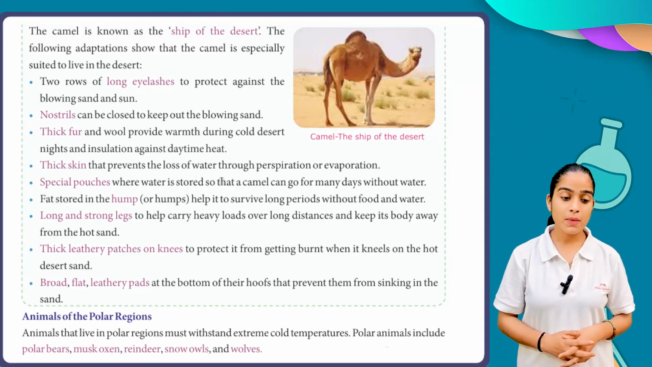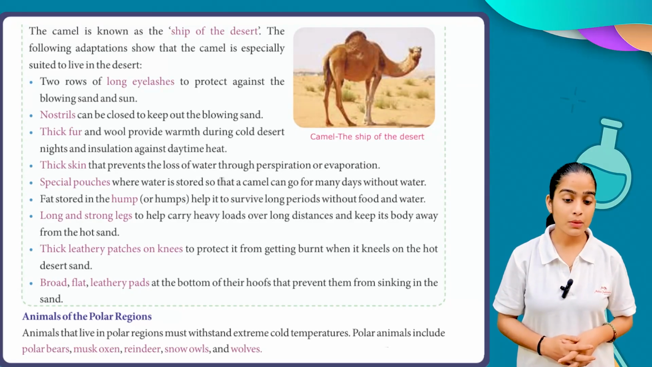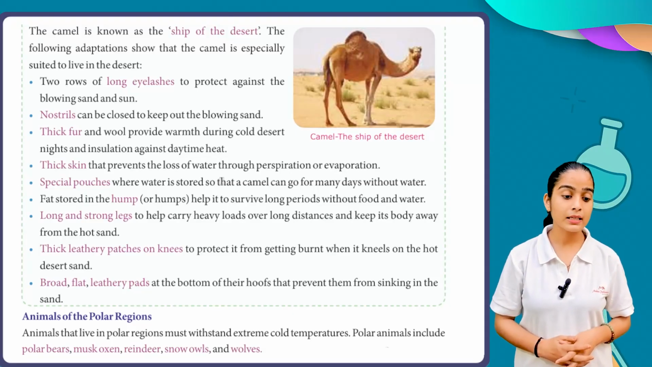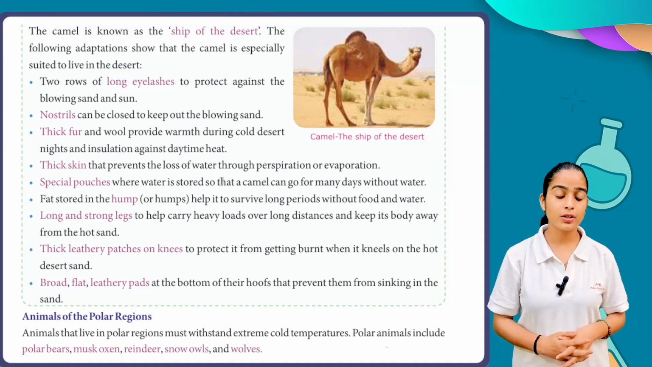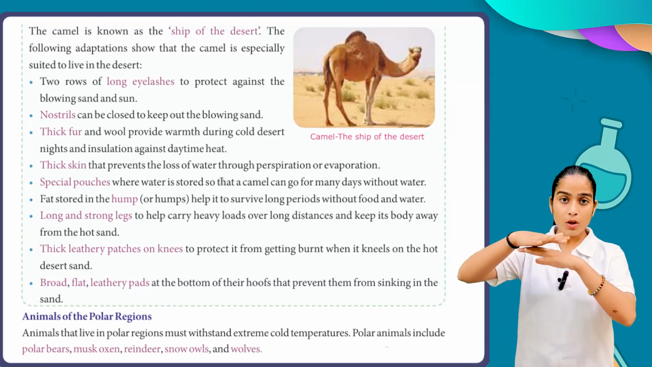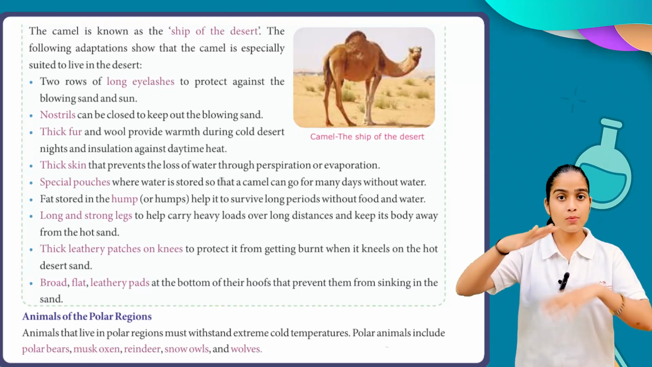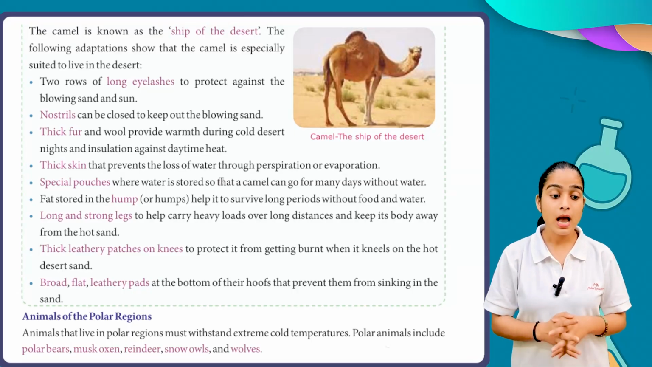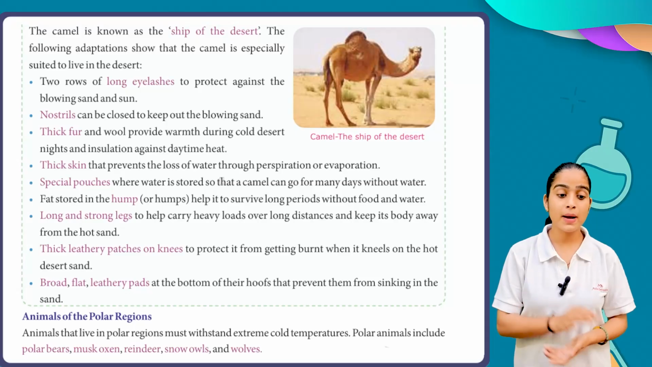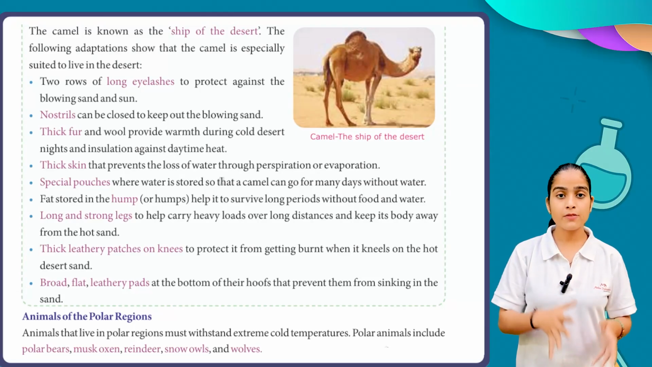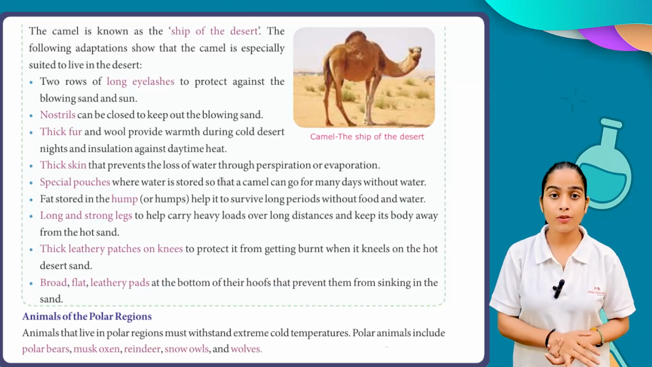Thick leathery patches on the knees protect the camel from getting burnt when it kneels on the hot desert sand. Broad, flat, leathery pads at the bottom of their hooves prevent them from sinking into the sand. So what we observe here is that they also have a cushiony pad. With the help of this, they can move in the desert from one place to another. And they also have thick leathery patches on the knees, which help protect the camel from the hotness of the sand of the desert.